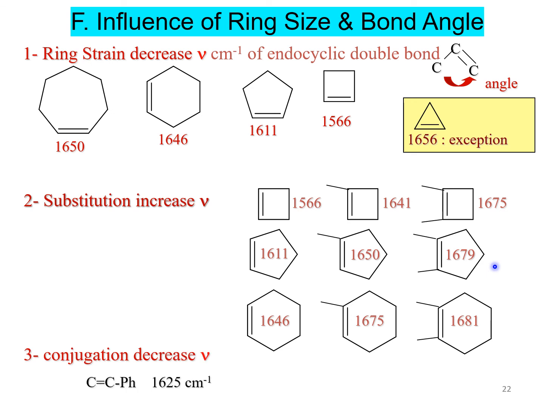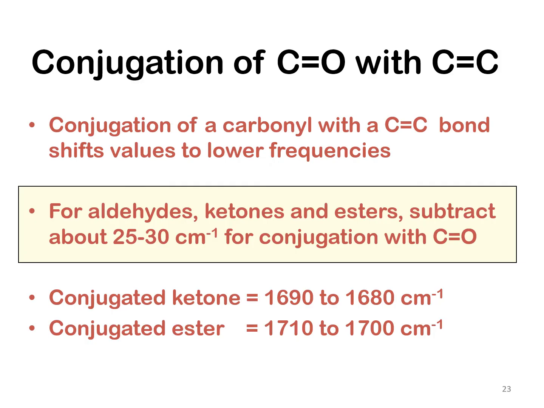Now, conjugation decreases the frequency. In case of phenol group, we know that it is 1625 over here. Now, let's check how it is going to change. Conjugation of the C=O or keto group with the C=C: the conjugation of carbonyl with a C=C bond shifts the value to lower frequencies.